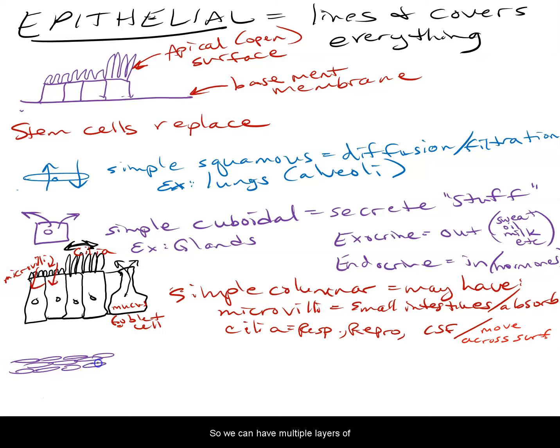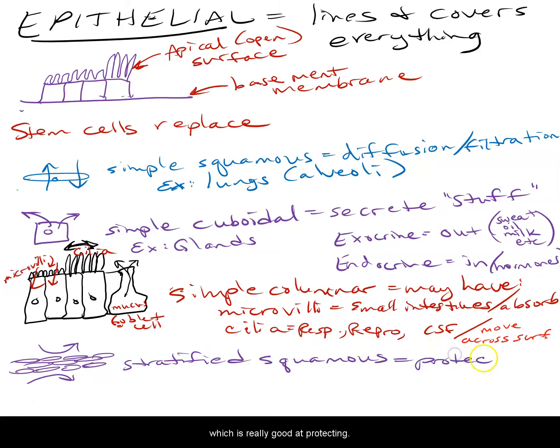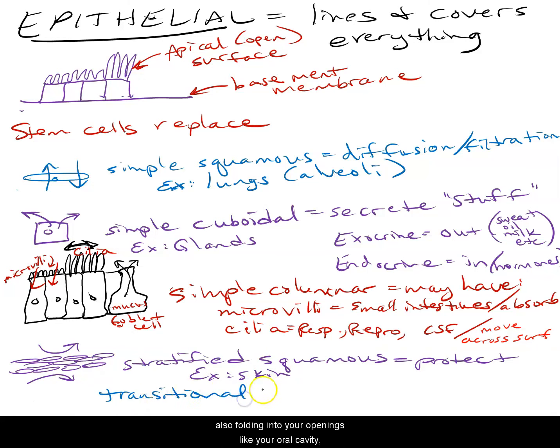Now we can have multiple layers of squamous, cuboidal, or columnar cells. If we do, we call that stratified. A good example of that would be stratified squamous, which is really good at protecting, so it helps to keep stuff in and out. And a good example of that would be your skin, and then also folding into your openings, like your oral cavity, vaginal canal, or rectum.